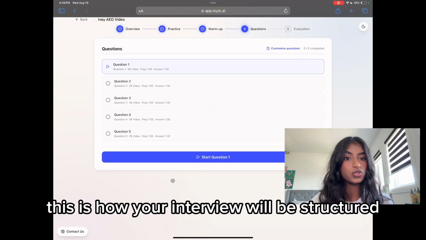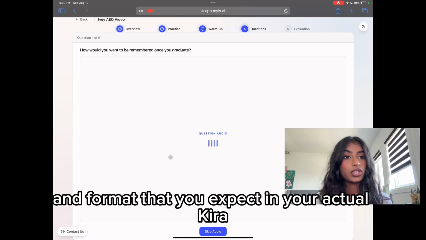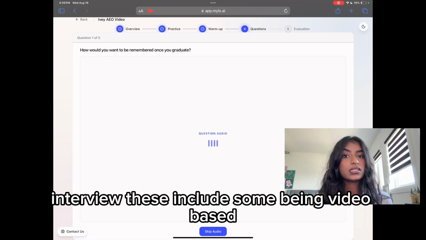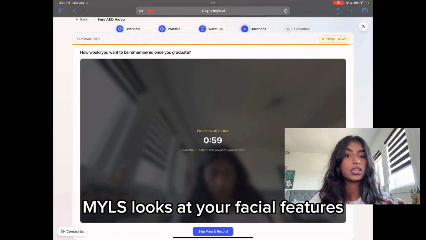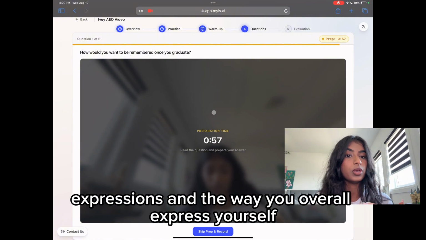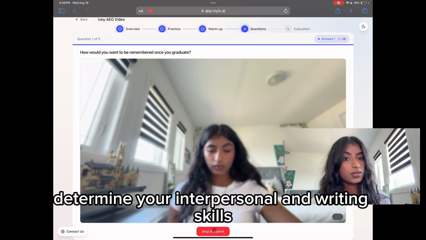This is how your interview will be structured. MYLS gives you exactly the same number of questions and format that you expect in your actual Career Talent interview. These include some being video-based and even some being written. For video-based questions, MYLS looks at your facial features, expressions, and the way you overall express yourself, while the written questions determine your interpersonal and writing skills.